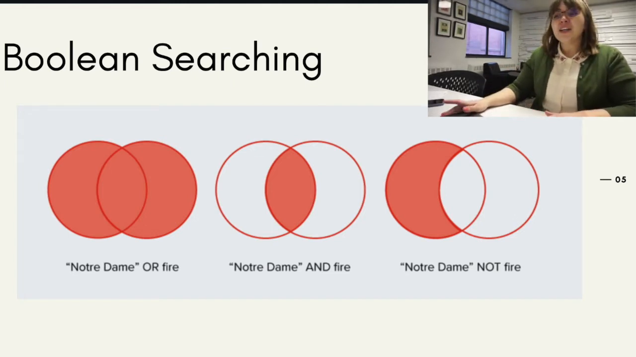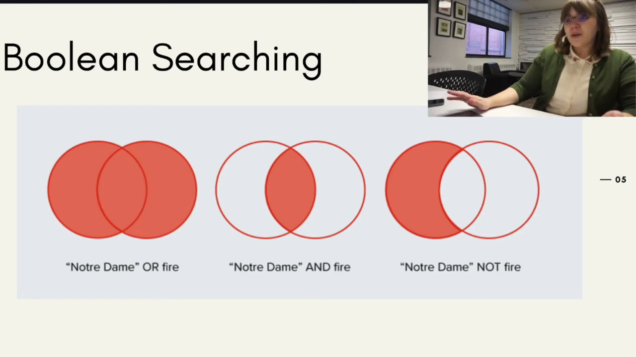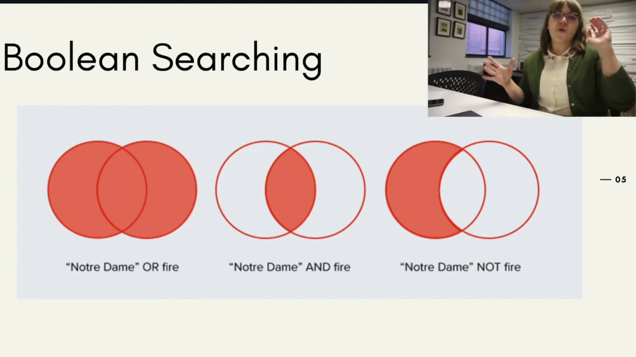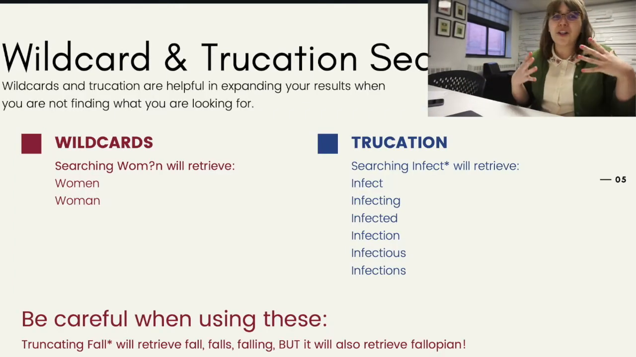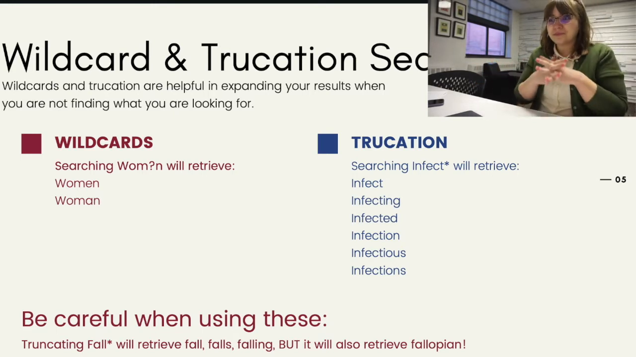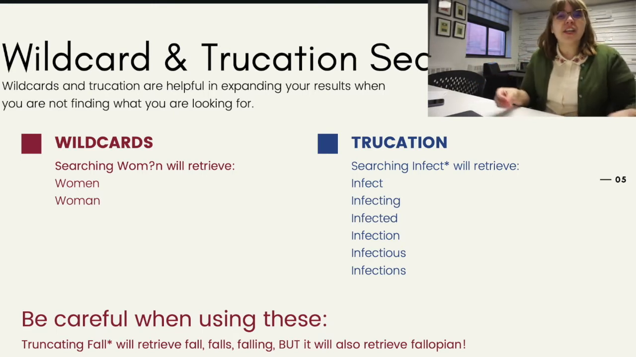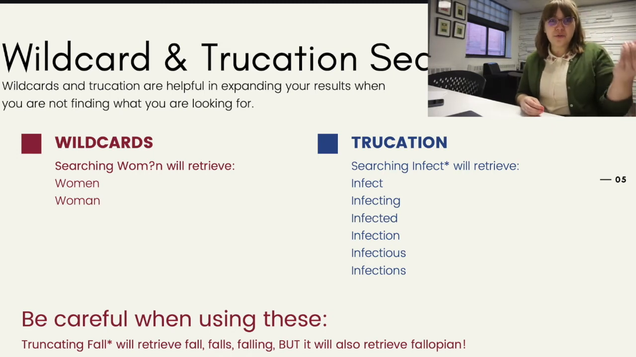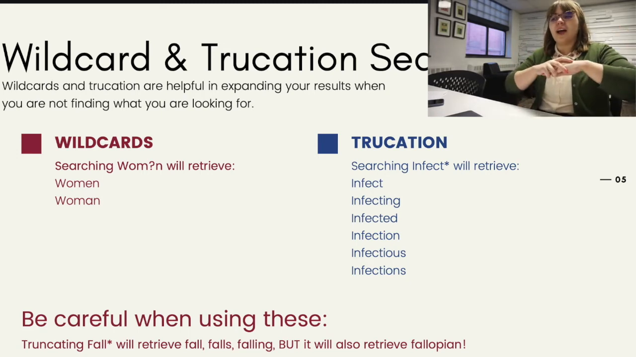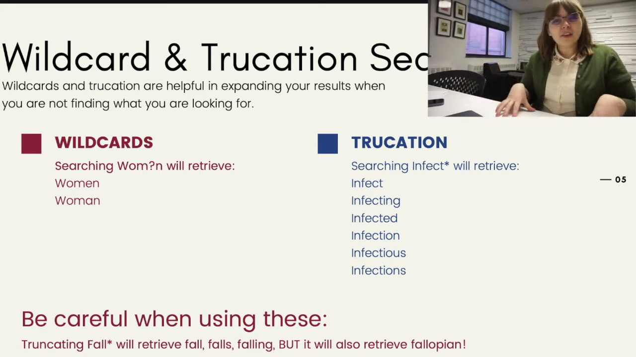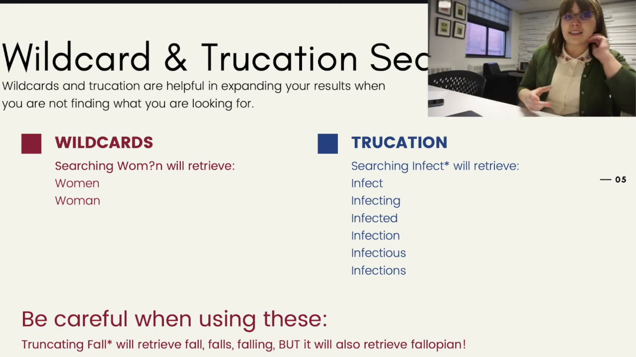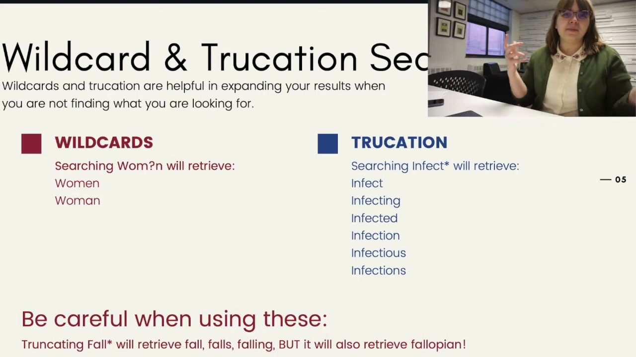So the second thing I want to talk about is wildcards and truncation. So this is something that's really helpful, but a lot of people don't know that it's a thing that you can do when you're doing your research. So wildcards and truncation are basically adding symbols to your search terms in order to get, and usually it's to get more results. So wildcards often are a question mark, and that can replace a letter that, depending on the word, might be spelt differently.